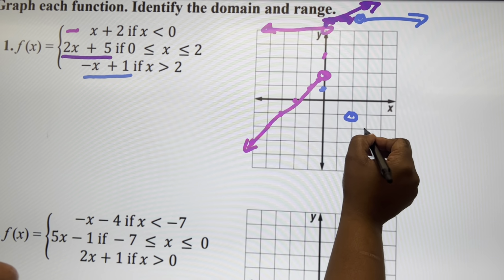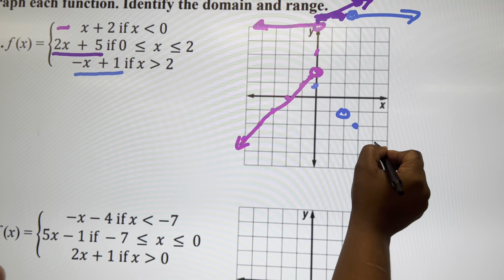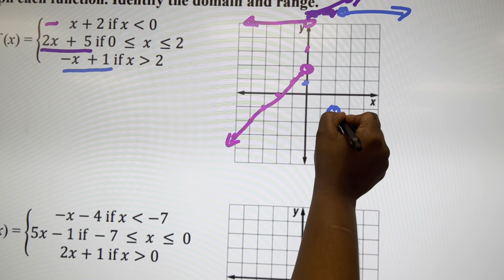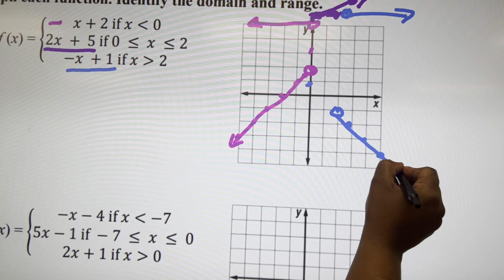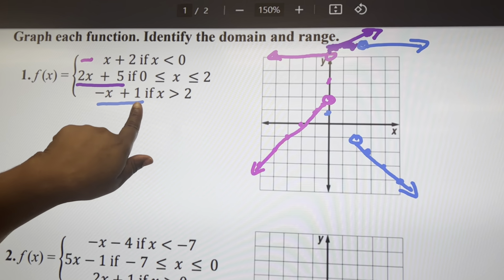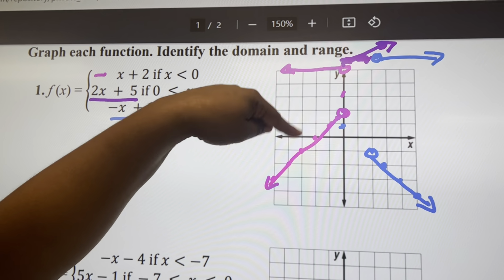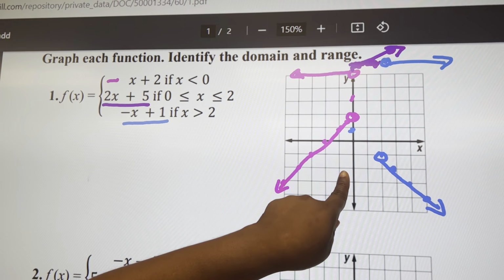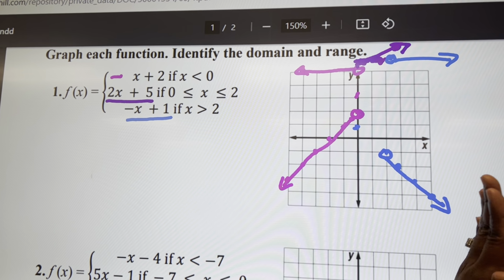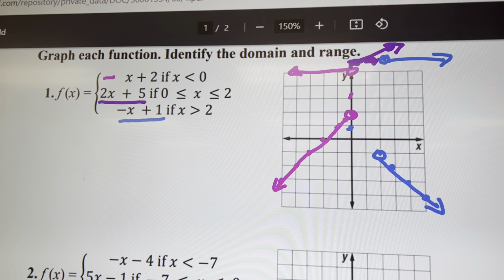Down 1, right 1, put a point. Down 1, right 1, point. Down 1, right 1, point. My other line is going to be going this direction. And it's a ray with an open circle because it's greater than 2. This is where it is 2. And I graph the portion that's greater than, that's why we have an open circle, then 2. Everything greater than 2 goes that way.